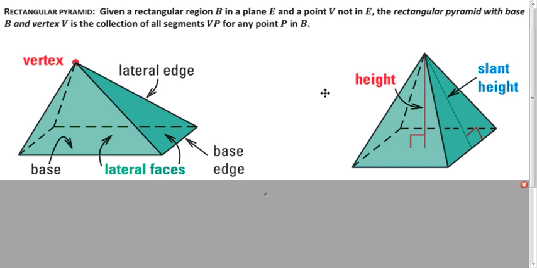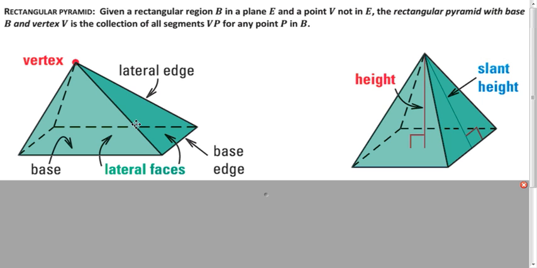Hello class, this is a continuation of our discussion on general cylinders and cones. So we have a rectangular pyramid. To form it, we have this rectangular region, that's the base. And we have a point that's not on the same plane as the base, it's called the vertex. If you take the union of all the segments that you can form with the vertex and the base, you end up with this rectangular pyramid.